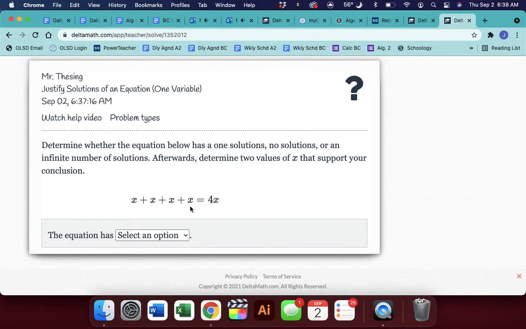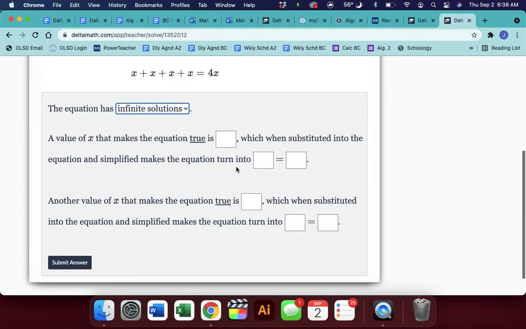So basically what you could do if you were solving this is you could add all these up and say 4x is equal to 4x. And then you might subtract 4x from both sides and you would get 0 is equal to 0, which is always true. So in scenarios like this, there are infinite solutions.